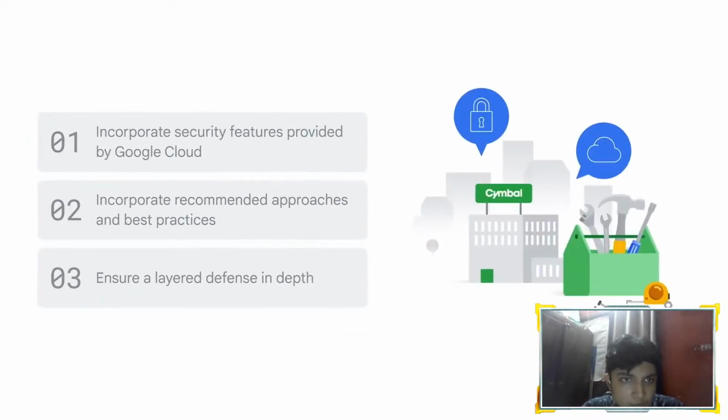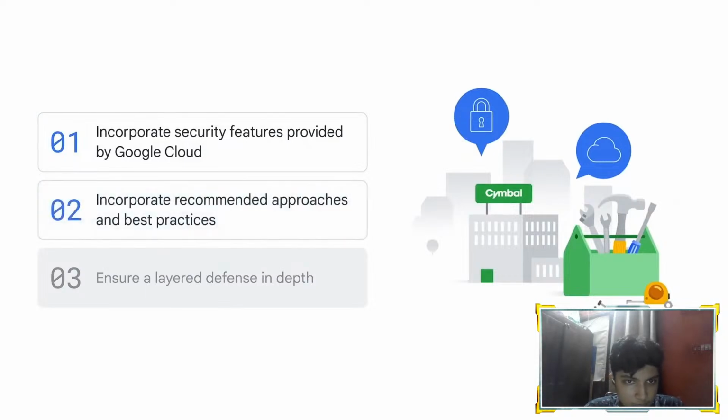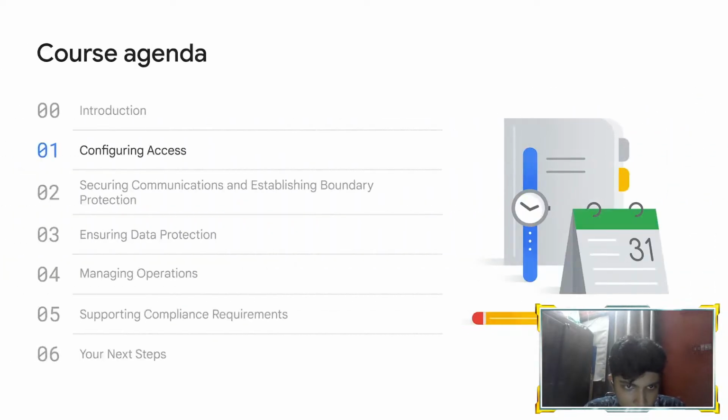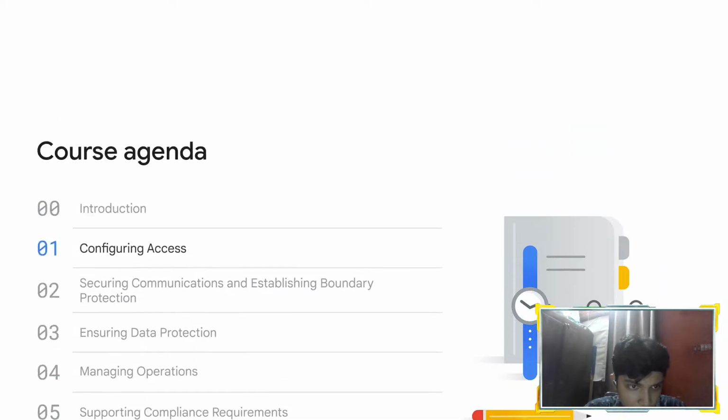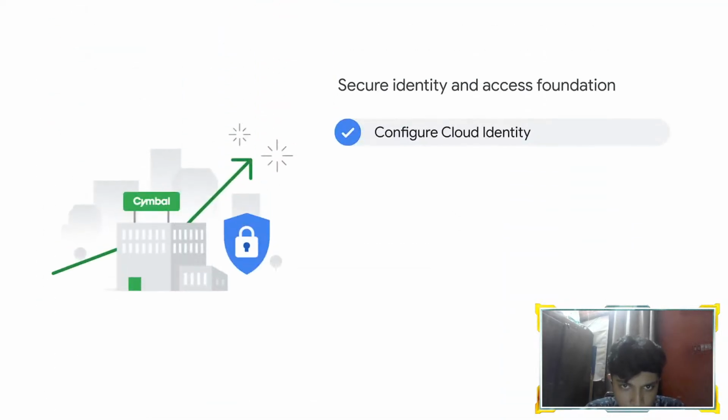You will help design their systems, incorporating security features provided by Google Cloud, along with the recommended approaches and best practices to ensure layered defense in depth. You will begin by helping them synchronize and federate their current identity management system to Cloud Identity. This will let employees use the existing Symbol Bank authentication system to be granted access to Symbol Bank's Google Cloud resources via their user or group identities.